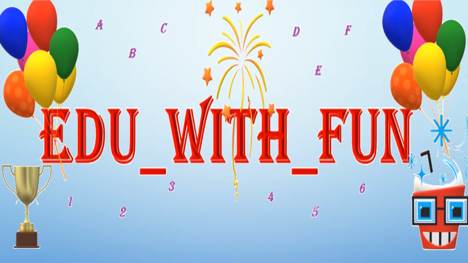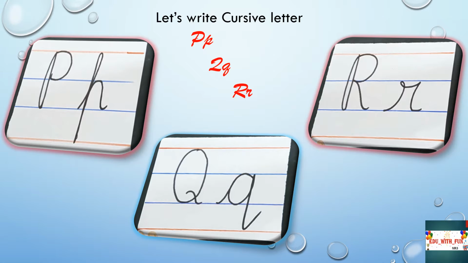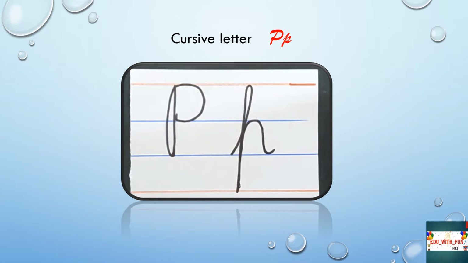Welcome to Edu with Fun, and in our cursive letter writing series, we are going to learn all 26 letters, how to write in cursive. So let's begin. Today we are going to learn how to write cursive letter P, Q and R. Let's begin. Which letter is this? Correct, letter P. Let's learn how to write cursive letter P.